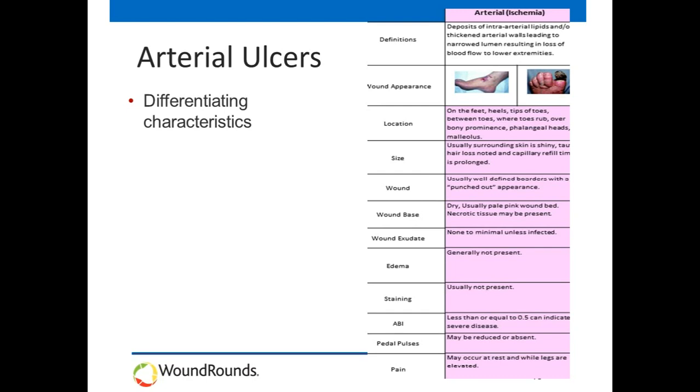Moving into arterial ulcers, they're going to be at the distal extremities, small and round with less exudate, usually going to be dry. They're going to be around the toes, so you're going to feel that the extremity is cool to touch. They're going to be in an area where it's rubbing from footwear. They're going to have a punched out appearance.